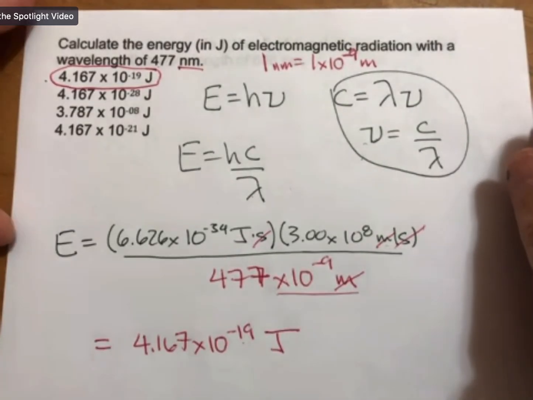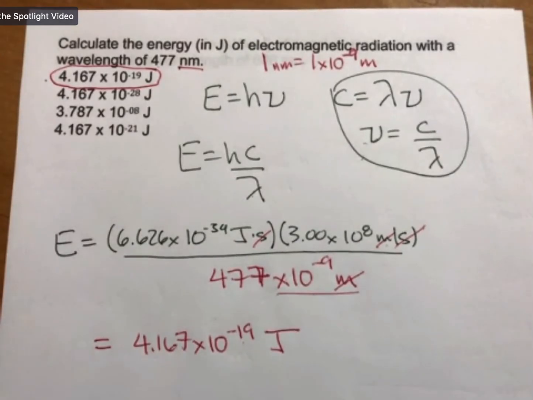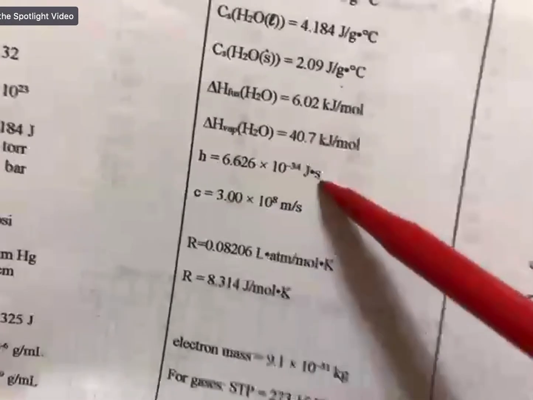I have a question, Professor. Go ahead, Mohammed. For the 6.62 and 3.00, are they constants or do you have to find them? They are constants, and they're both on your conversion and equation sheet. Okay. All right. Thank you. Yeah, so actually they're right next to each other right here.